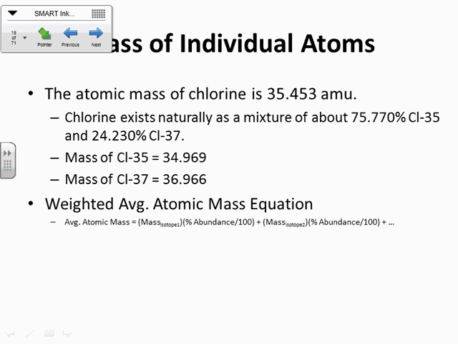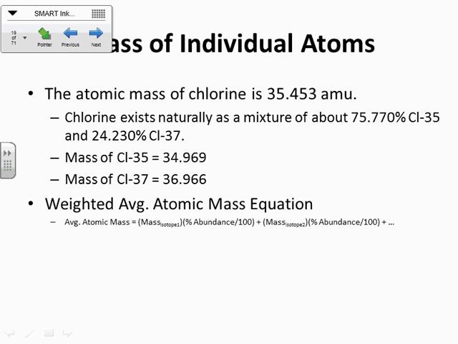Basically, average atomic mass is equal to the mass of one of the isotopes. So in our case, the mass of the chlorine 35, which was 34.969, times the percent abundance, which we said that the chlorine 35 was 24.230% abundant, divided by 100. In other words, I basically took that percentage and changed it to a decimal. If you know how to change a percentage to a decimal, you don't have to worry about the divide by 100 part, but that's how you do it. That's how you change a percentage into a decimal. Does that make sense?